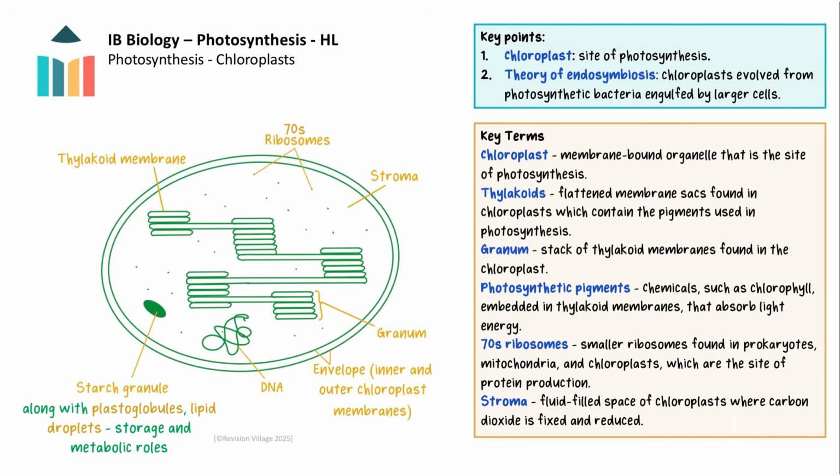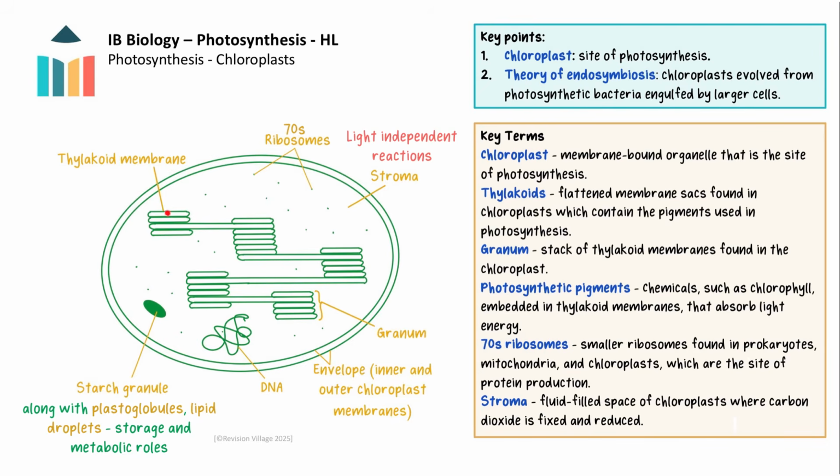This is why chloroplasts have DNA and the smaller 70S ribosomes that prokaryotes also have. You need to know about this theory. Carrying on with the structures then, this is the stroma, which is the fluid-filled region inside the chloroplast, which is a site of the light-independent stage of photosynthesis.